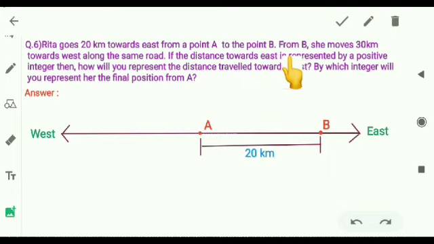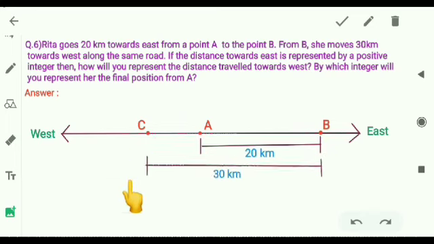Now the next sentence is: from B, she moves 30 kilometers towards the west along the same road. This is the west side. She moves from B to the point C. So consider point C is here. So this is the point C. The distance between B and C is 30 kilometers. This is the distance between point B and point C.